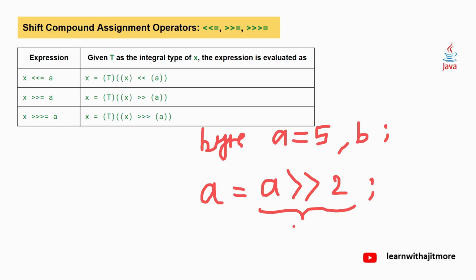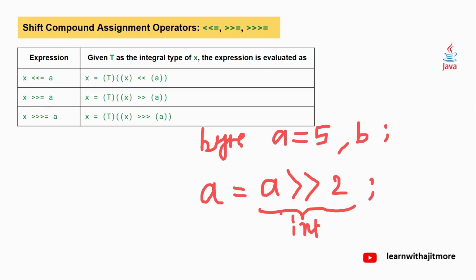It should be integer. Right or no? That's what my question is. Very easy. It should be integer. Why? Because it is byte. So byte is promoted, converted to integer. Byte promoted to integer, either int or long. So here it is int.